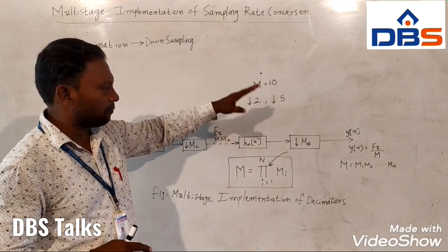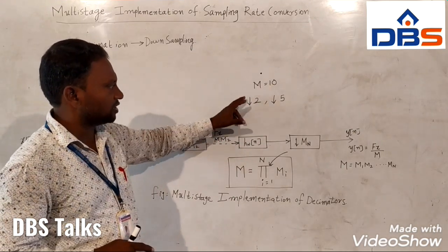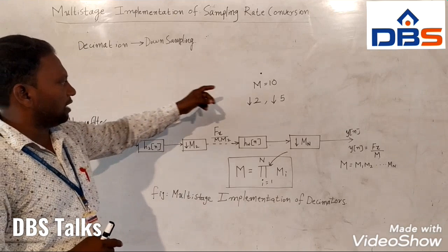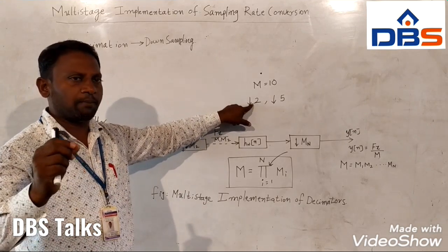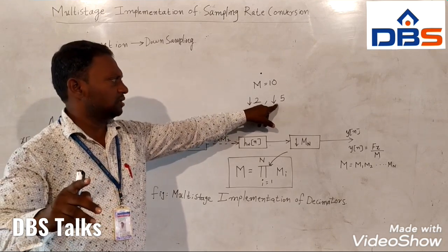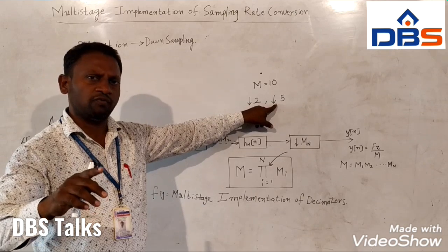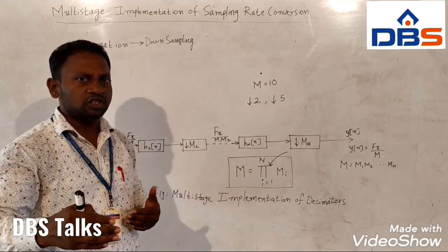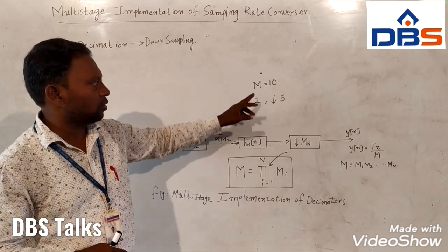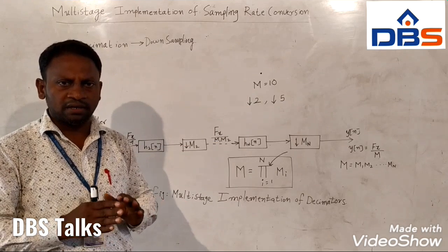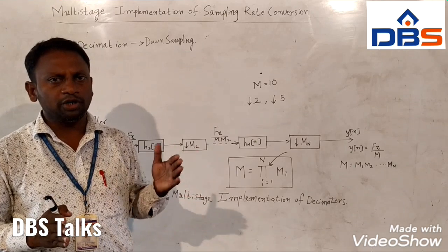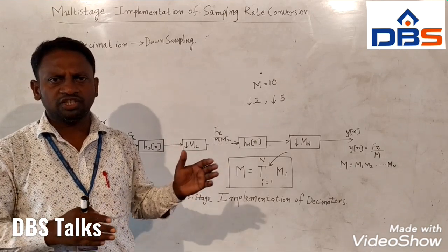You can try the same examples we saw in the previous interpolator example, and try to implement it on your own. Suppose you take M value 30. Then 2 into 3 into 5 means 3 stages, whereas for M equal to 10 you can compute in 2 stages. With 2 into 3 into 5 you get M value 30, so finally you will get Fx by 30. That is how you can implement multi-stage implementation of sampling rate conversion.